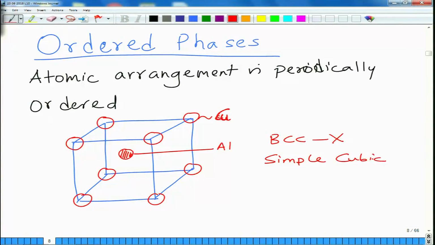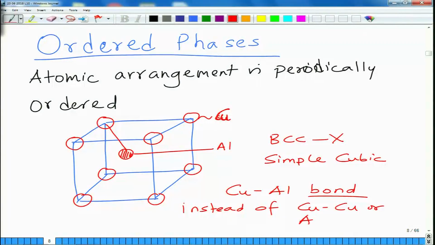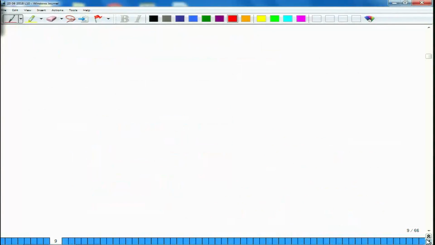So, you can see that all throughout the structure, the bond that is preferred is the Cu-Al bond instead of Cu-Cu or Al-Al bond, and this is because of the thermodynamic stability of the Cu-Al bond, because the delta H mixing in such a case is low. As a result, copper likes to be in close proximity with the aluminum.